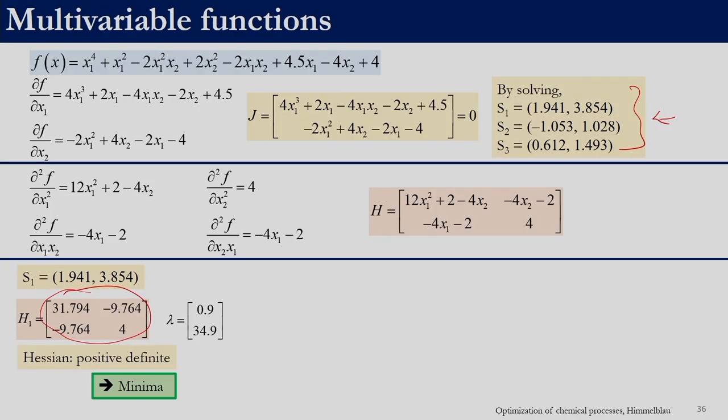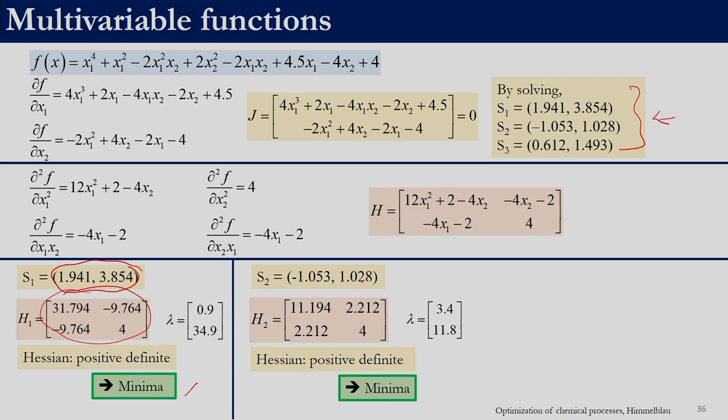So in this case, if you find out the eigenvalues, or even if you calculate the determinant of this matrix, you will see that you will get a positive, which tells that this is a minima. This particular stationary point is a minima.